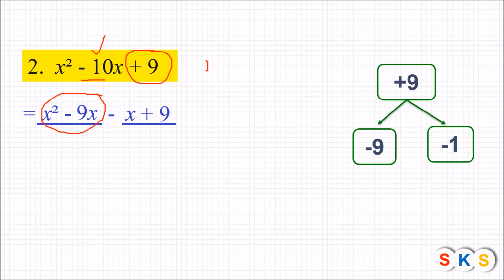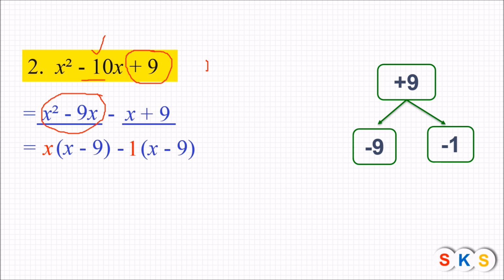So what is common in these two terms? Common is x. If I take x as common, what will be left? X minus 9, correct? What is common in the next group? You can see that x means it is 1x, so x I can write as 1 into x, and 9 I can write as 1 into 9. So common is 1. If I take 1 as common, in the bracket you will get x minus 9.